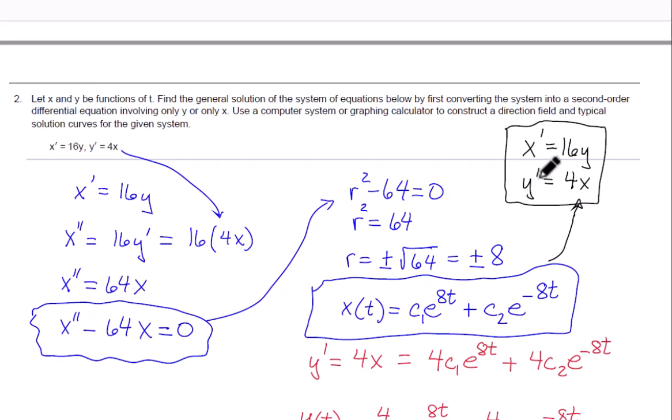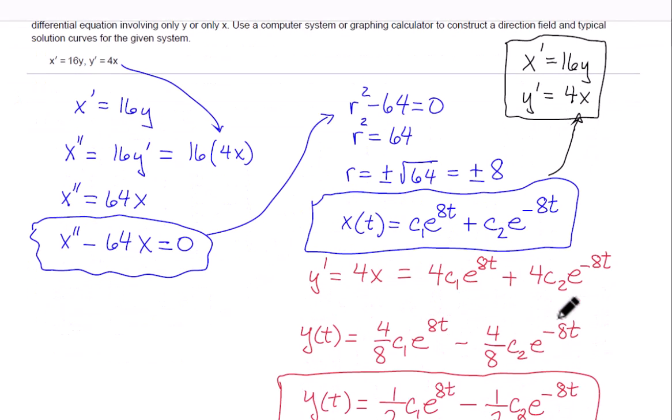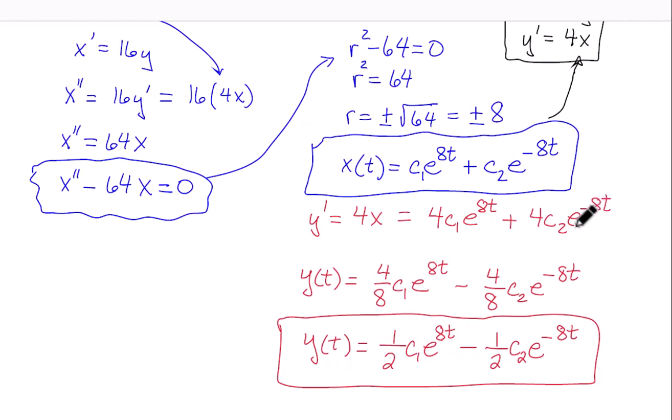So to get y prime, I simply plug in what I know about x. Okay, so it's 4 times this x. And so that's what you see here. And so if y prime is that, all I have to do to get y is to integrate it. So I've got a substitution here. I'm going to get out a 1/8 in the front. Here I'm going to get a minus 1/8 out in the front. But those reduce each to 1/2. And so we get our solution for that particular system.